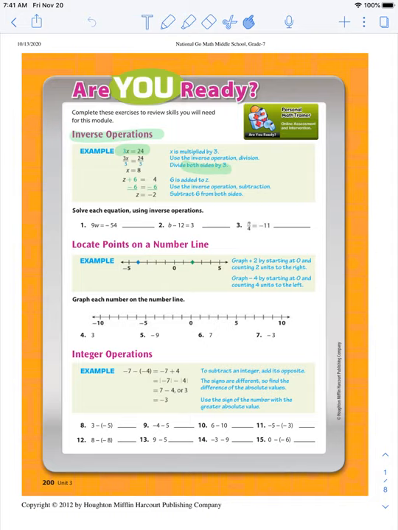In the second example, we have z plus 6 equals 4. To undo addition, we need to use the inverse operation, subtraction. Subtract 6 from both sides, and we get z equals -2. All right, now that we've reviewed a little bit, I would like you to try these 3 problems on your own. Pause the video, and then play it back to see if you got them right.